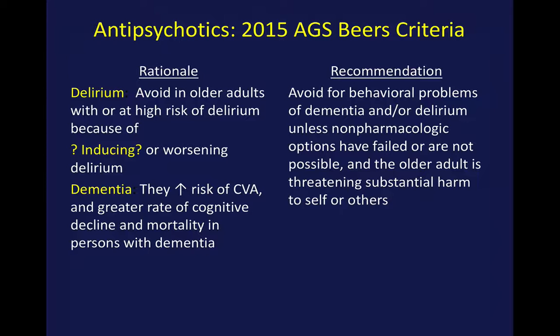So the recommendation, the Beers criteria, is to avoid them for behavioral problems with dementia. In fact, the evidence shows that when you use these drugs for behavioral problems, there's only about a 30% response rate. And you really only use them in two different scenarios. If the patient's truly having a psychosis that needs to be treated.